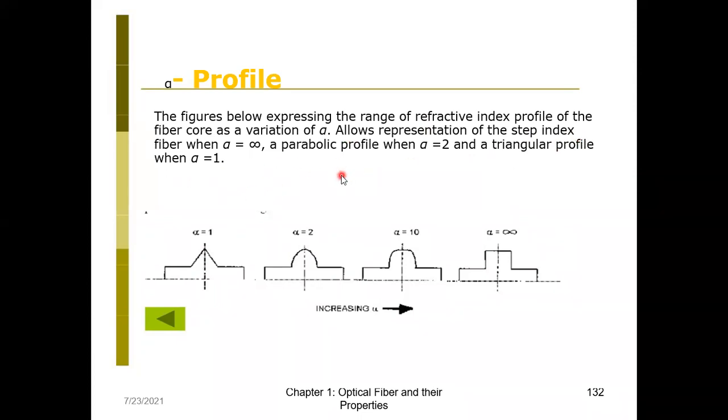So this might be asked in your MCQ. For graded index fiber, what happens for the profile parameter alpha? When alpha is equal to infinity, please remember it is a step index fiber. When alpha is equal to 2, it is a parabolic profile, and when alpha is equal to 1, at that time it is a triangular profile. So this is something important.